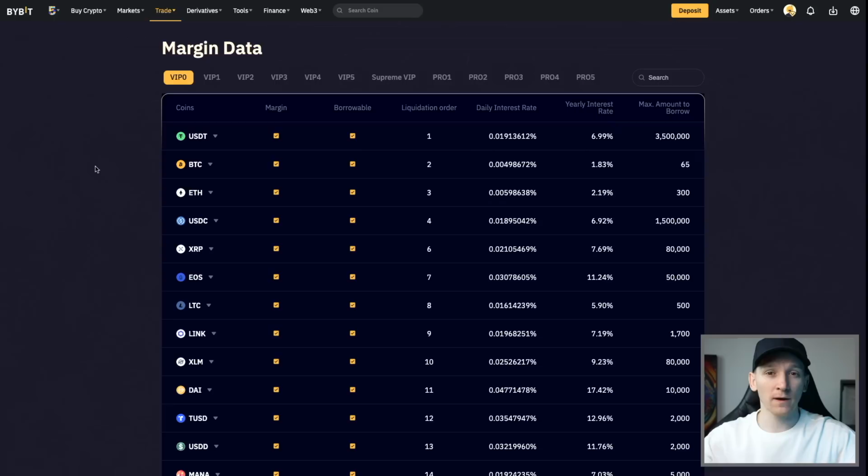Bybit do give leverage when trading futures. You don't have to use it, but that means that if you put $1,000 on the platform, they can give you $5,000, $7,000, $10,000 to trade with, and your $1,000 is there simply to fund any potential losses.